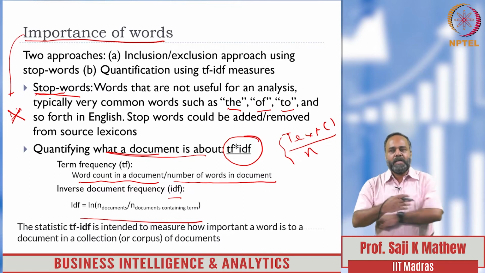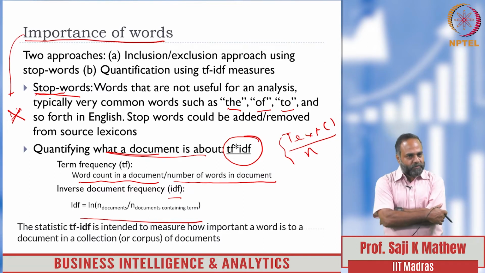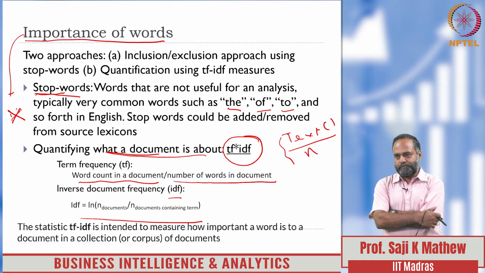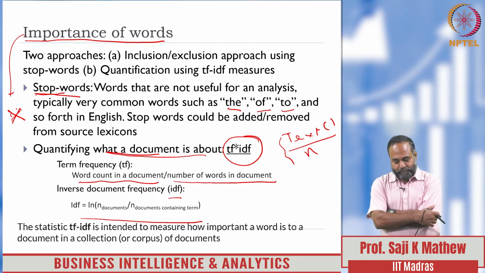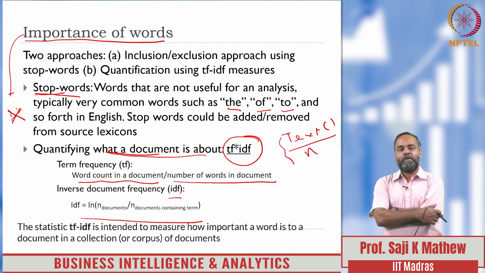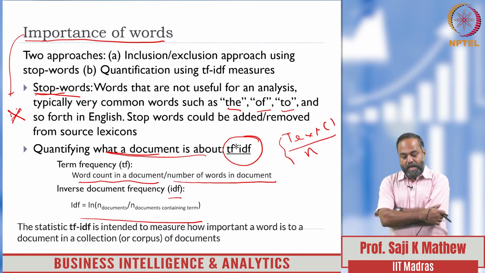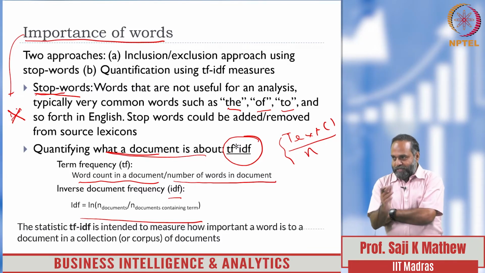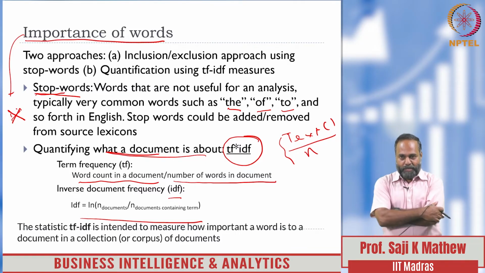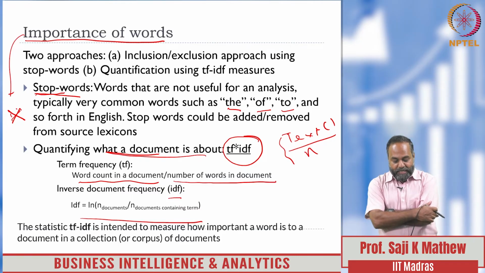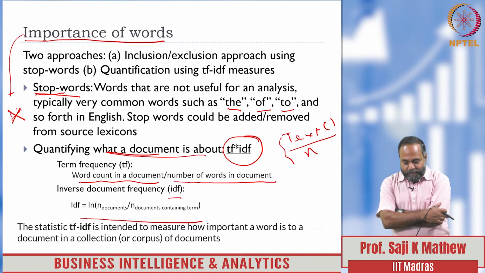When you multiply, TF is very directly intuitive: how important is a word in a document. But why IDF, and why multiply by IDF? IDF goes between documents; it is not restricted to one document alone. So, IDF is the number of documents divided by the number of documents containing the term.